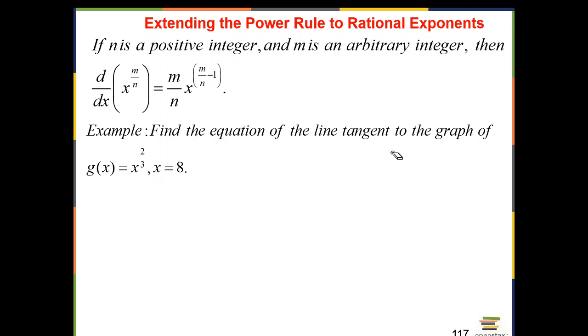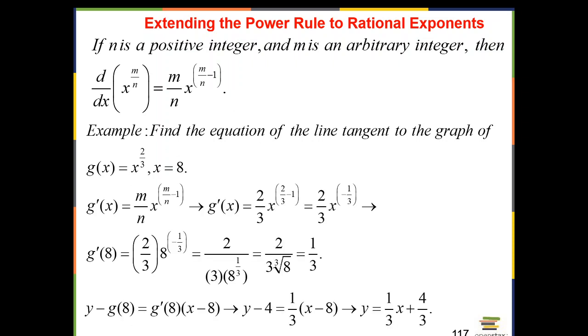So find the equation of the line tangent to this graph. So we're going to do that. To find that, g prime is going to be, we're going to use what? Use the power function using fractions. So g prime is 2/3 x to 2/3 minus 1, which is negative 1/3, and it goes in the denominator, becomes cube root of 8, right? So g prime is basically this right here.